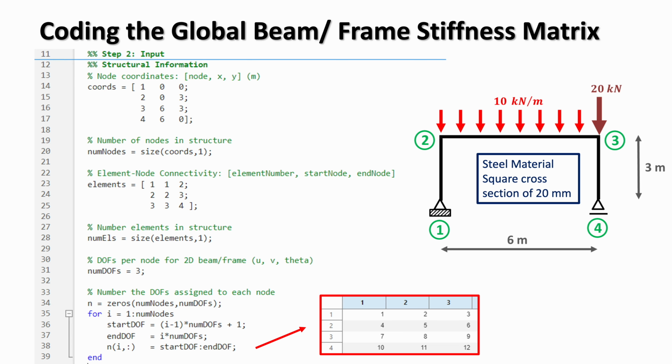This numbering system is essential for assembling the global stiffness matrix and the global force vector. It ensures that every element knows exactly where its contributions fit in the overall system, and you can see the results for the frame here.